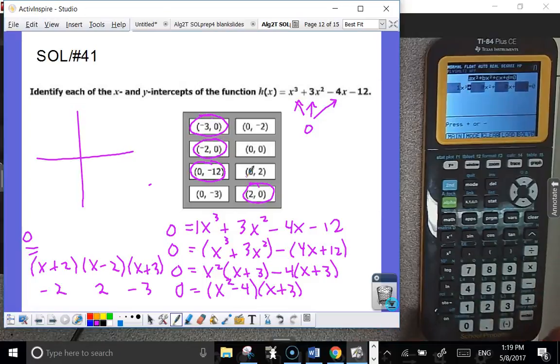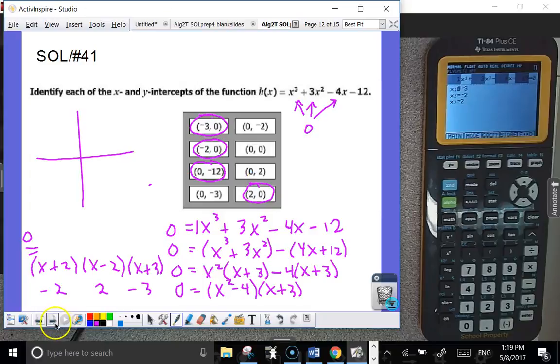1, that is a plus. 3, the next one is a minus. 4, next one is a minus. 12, and solve. Negative 3, negative 2, 0, or 2. Okay, so you got a lot of options there.